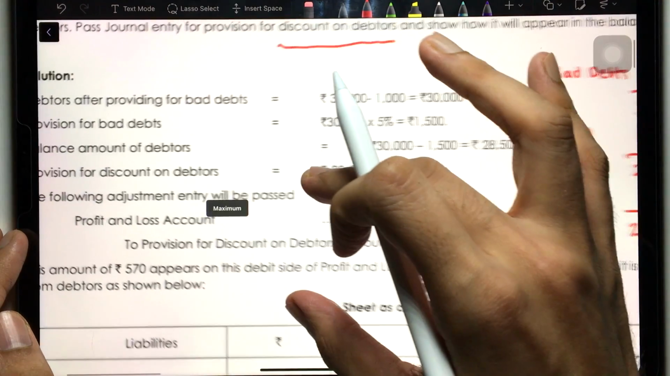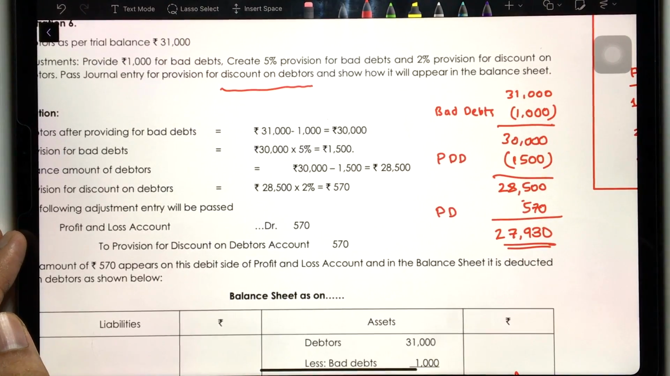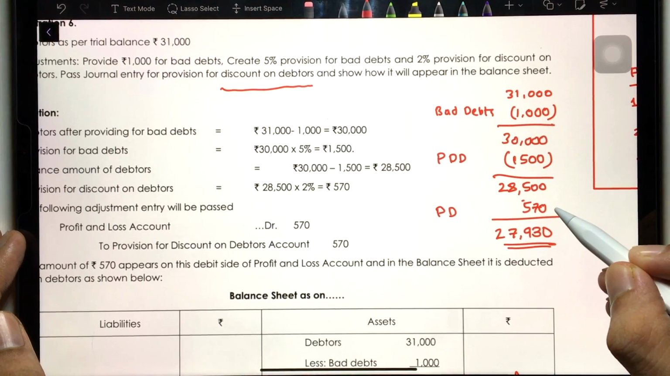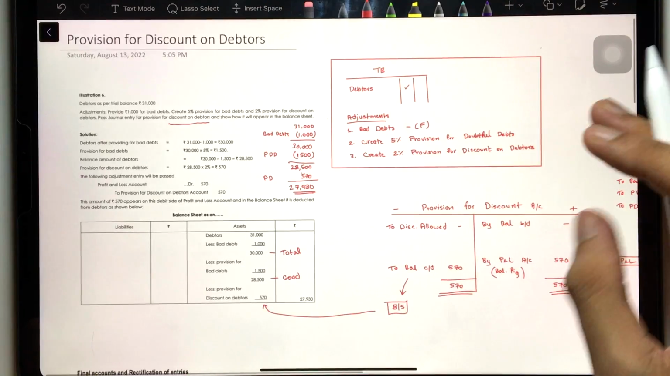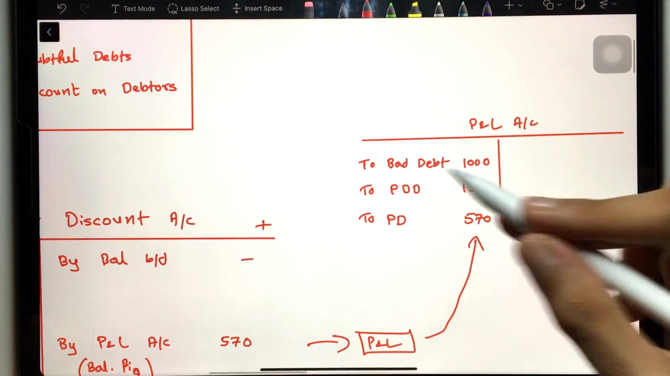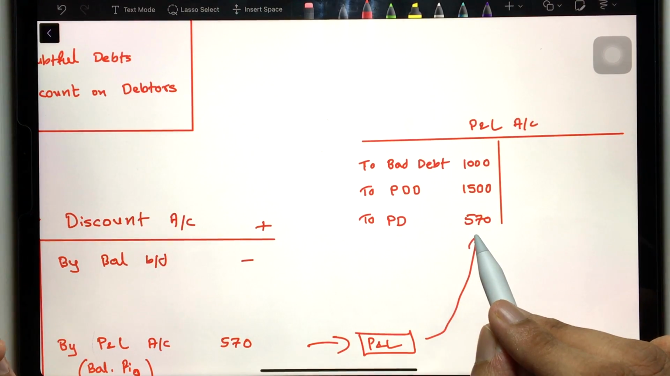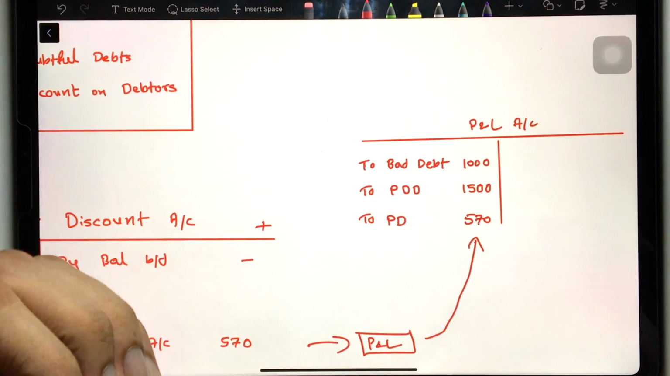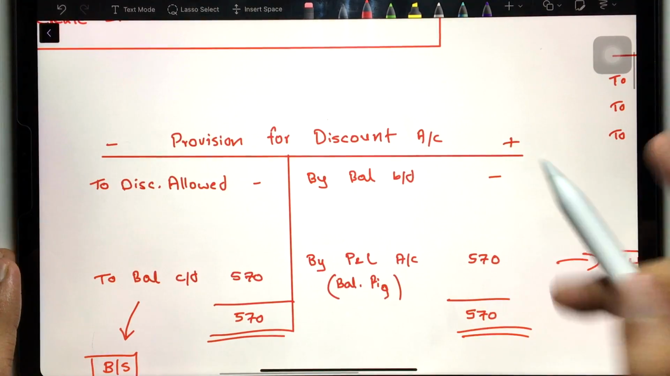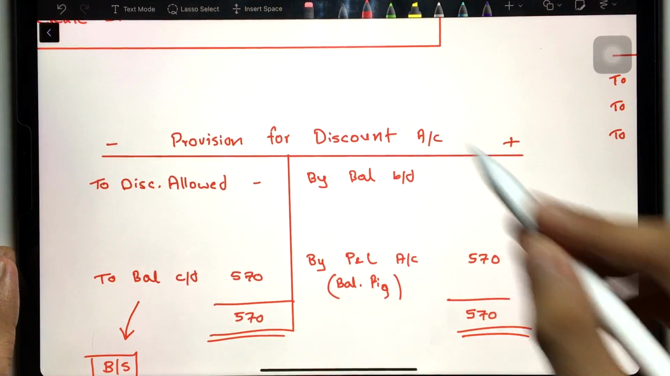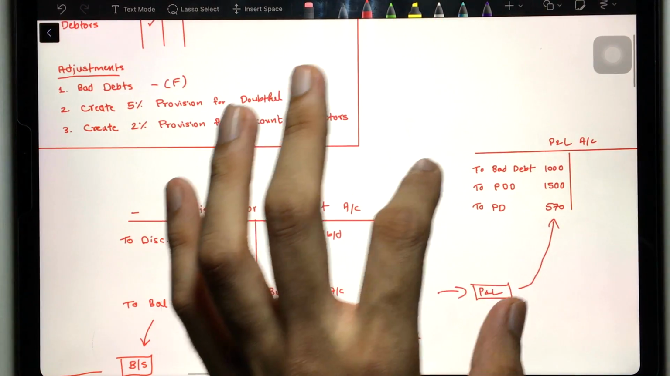How much amount will be taken to profit and loss? You can just see the journal entry over here, that is 570. We just did the calculation now. There was no provision from earlier years. Just this much only we have to create now, 570. So immediately you can understand just 570 will affect the profit and loss. In the profit and loss account, on the debit side, you will take provision for discount 570. But if there were old provision, discount allowed, it becomes a little bit complicated. In that scenario, you have to create this account and take the balancing figure. It becomes easier that way.